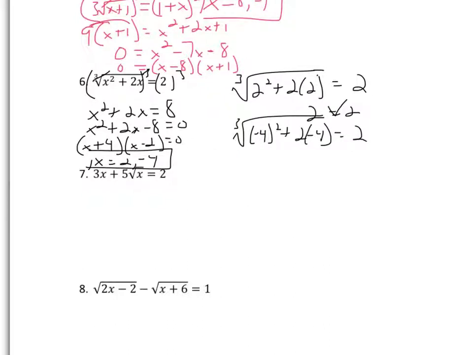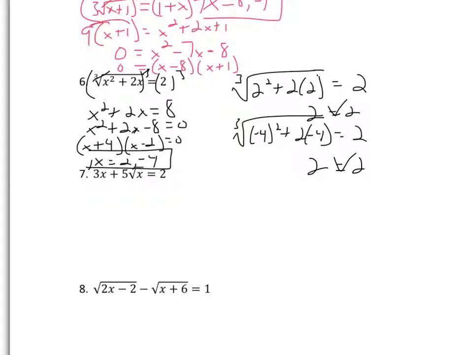So negative 4 squared is positive 16. Positive 16 minus 8 is 8. Cube root of 8 is 2. So that one's also going to work out just fine. Okay, so they're both good answers.